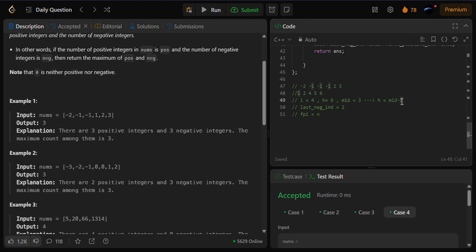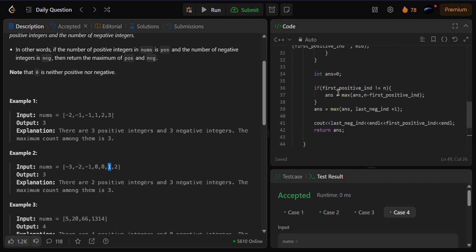So L became mid plus 1, and now we'll again run the loop. 4 plus 6 by 2 is 10 by 2, which is 5. So now I'm looking at index 5, where this is my L and this is my H. My mid is 5, so counting 0, 1, 2, 3, 4, 5, I'm pointing at 1. This is a number which is greater than 0. So there is a possibility that I have another number which is still positive but to the left of this.